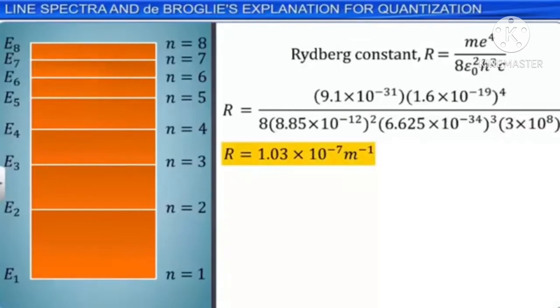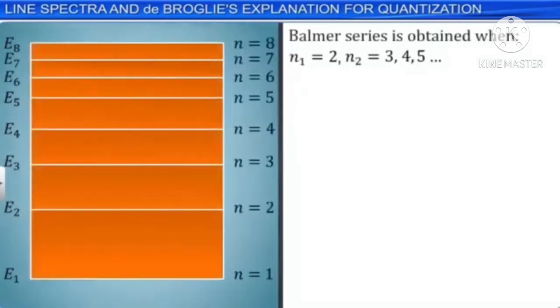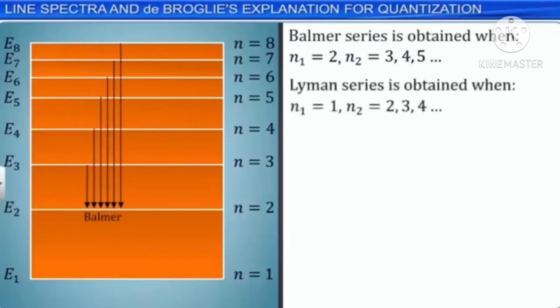This agreement between the theoretical and experimental values of Rydberg's constant provided a direct and striking confirmation of the Bohr's model of the atom. So, when we substitute n1 is equal to 2 and n2 is equal to 3, 4, 5 and so on, we get the Balmer series. Similarly, when we take n1 is equal to 1 and n2 is equal to 2, 3, 4 and so on, we get the Lyman series.